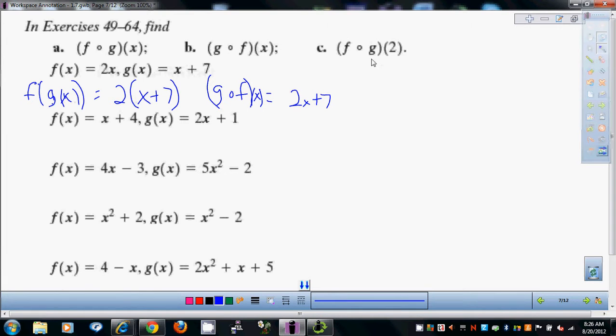Okay. F of g of 2, you just plug 2 in for f of g, which we've already found. So we're going to plug 2 in right here. So it'll be what? 2 times 9 equals 18. You just plug 2 in for the x on f of g, which we've already found. So it'll be 2 times 2 plus 9, which gives us 18.